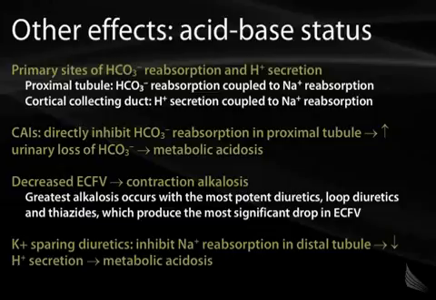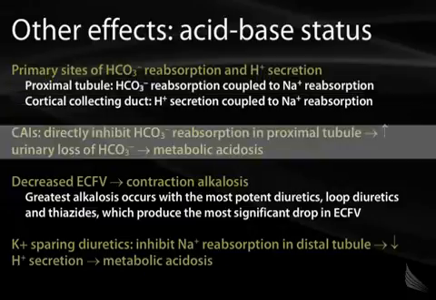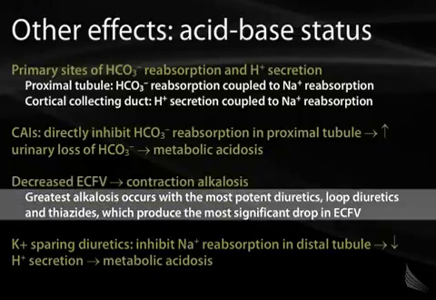Lastly, let's explore the acid-base effects of diuretic administration. This depends on the site of the diuretic action. The proximal tubular diuretics, primarily carbonic anhydrase inhibitors, because they impair bicarbonate reabsorption, will lead to, in the end, metabolic acidosis. The other types of diuretics, as they decrease effective circulating volume, lead to a contraction alkalosis. The greatest alkalosis occurs with the most potent diuretics, loop diuretics and thiazides, which produce the most significant drop in extracellular fluid volume.